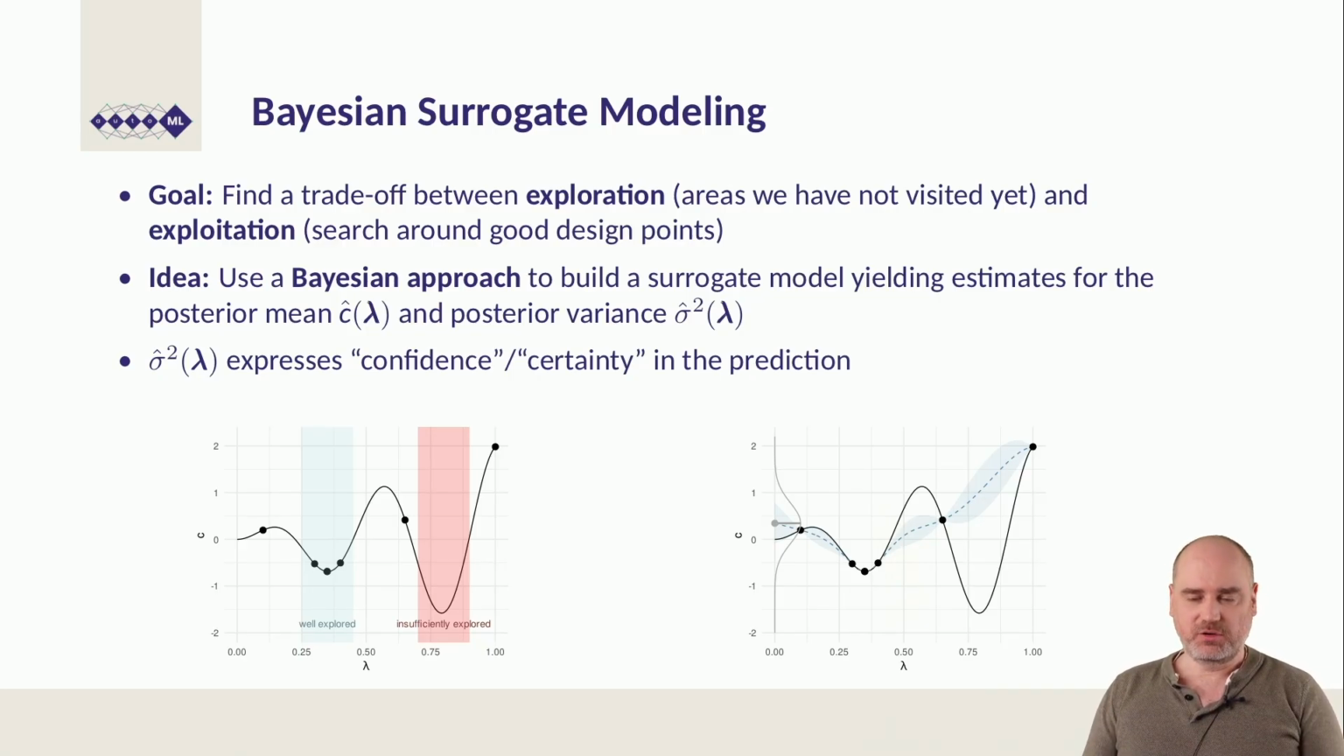So let's remind ourselves of the core idea in Bayesian optimization. What we want to do is find a trade-off between exploration, so areas that we have not visited yet. Remember our toy example where we pretty much stagnated here in this local minimum. But of course, we also want to exploit, so we want to search around good design points. And the question is how to do this now in a balanced fashion.